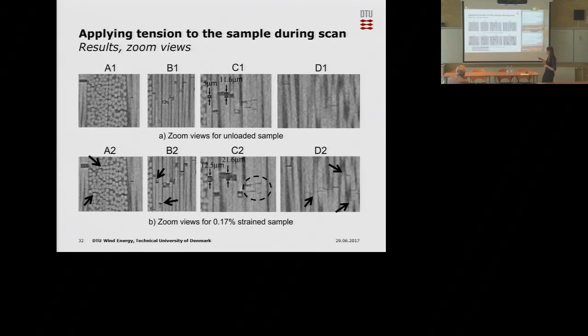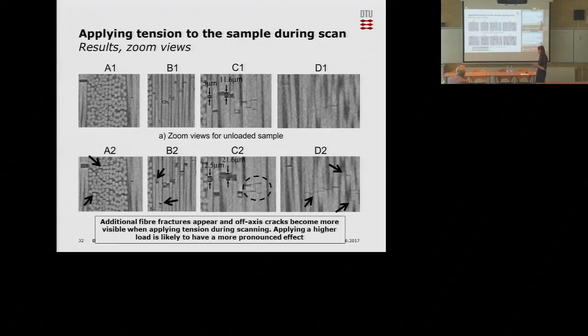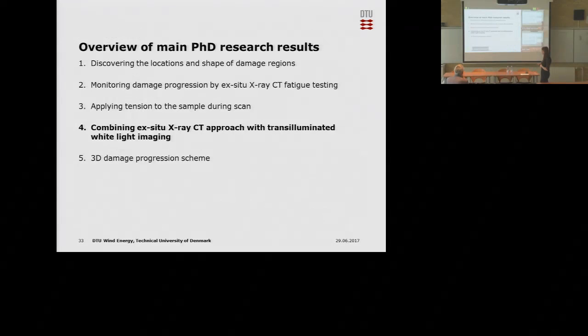And then you can see here that almost nothing is visible up here, whereas some fractures actually are present. So it's clear that applying tension made it clear that we don't see everything in these unloaded scans. So that's of course important to keep in mind.